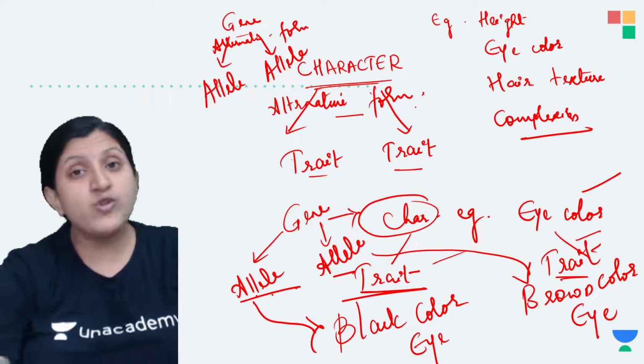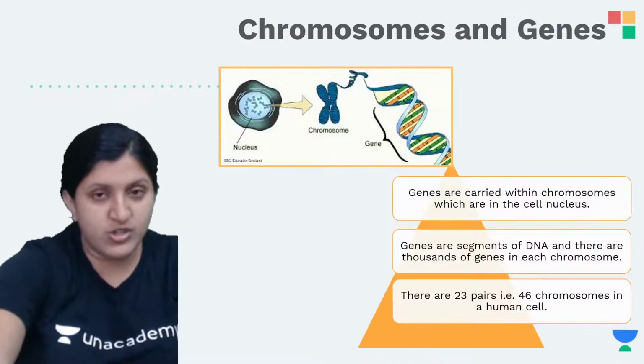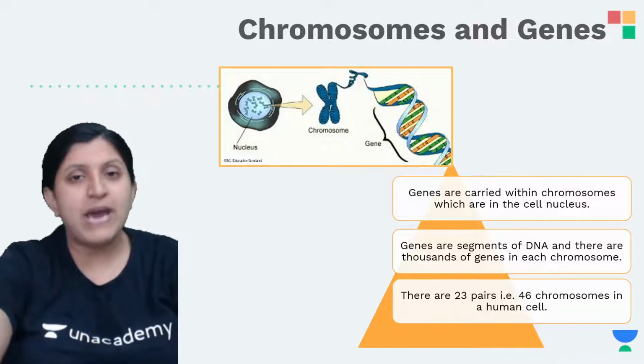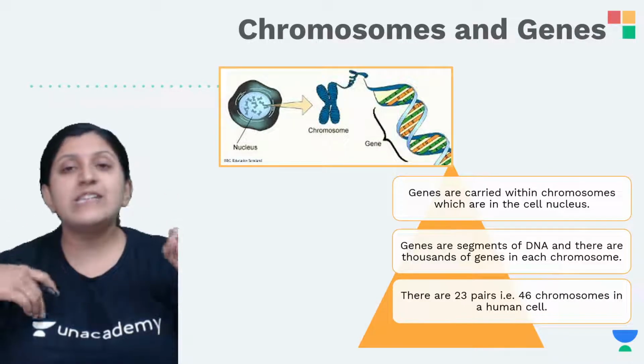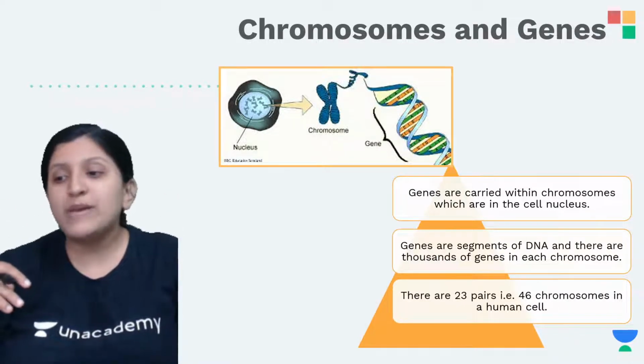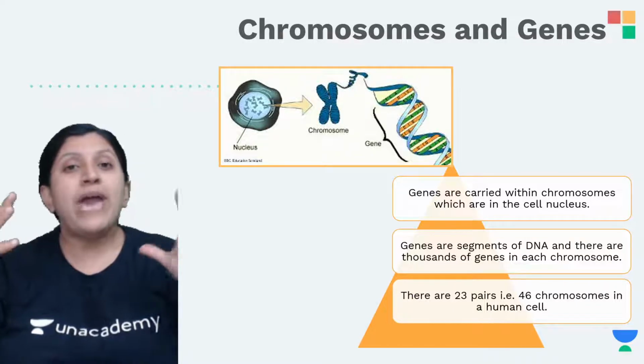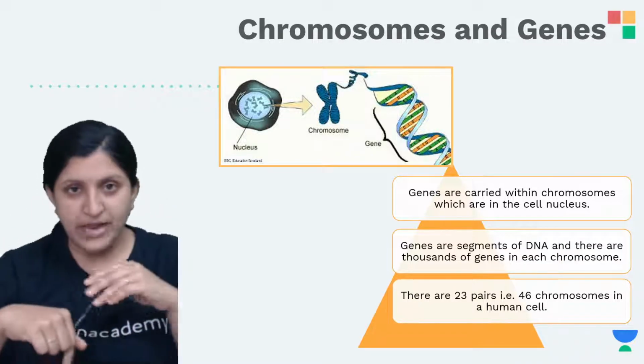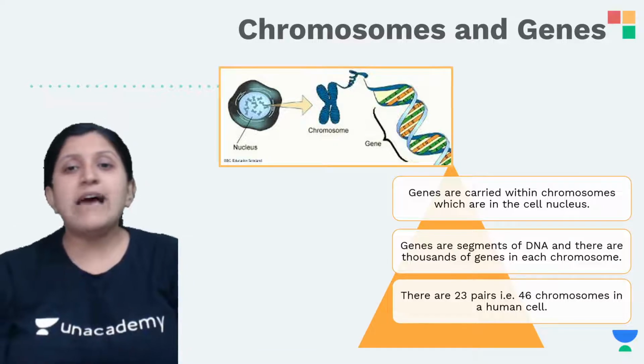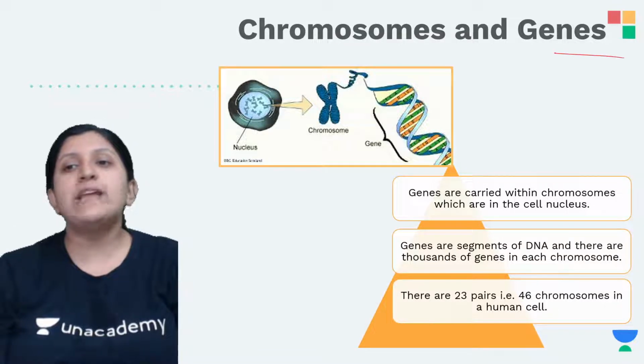You can also find differences between children belonging to the same parents, and that is mainly because of crossing over, where you can find a combination of genes. Okay, so let's have a look at the chromosome and genes.